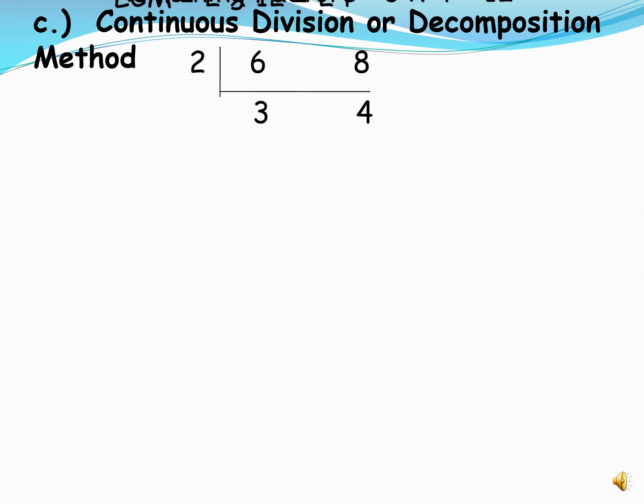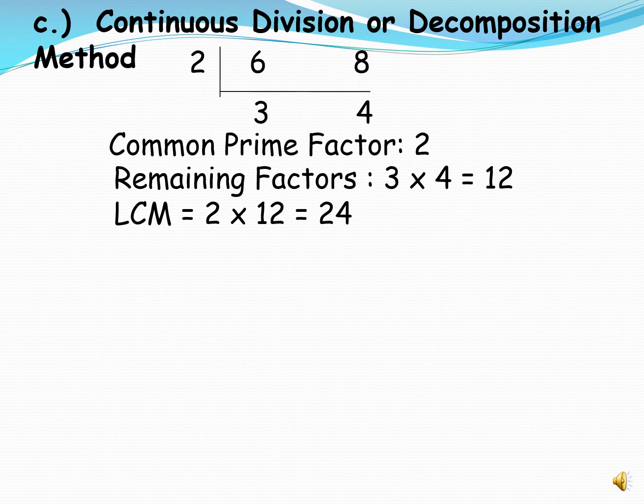Using continuous division or decomposition method, we have 6 and 8, so common factor is 2. So 6 divided by 2 is equal to 3. 8 divided by 2 is equal to 4. So we have common prime factor is 2. Remaining factors, we have 3 times 4 is equal to 12. So LCM is equal to 2 times 12 is equal to 24.